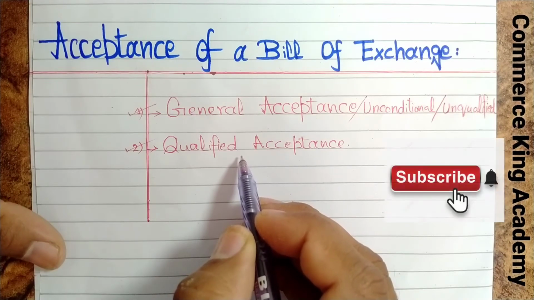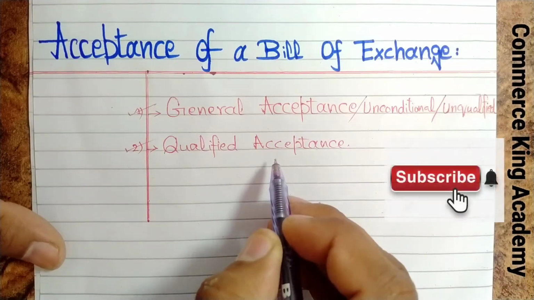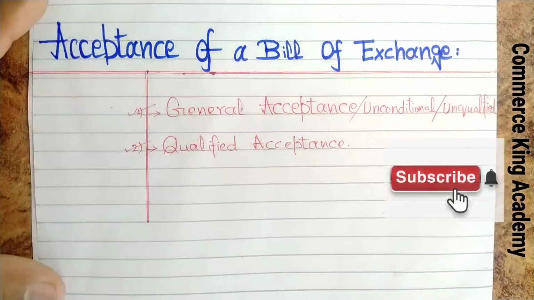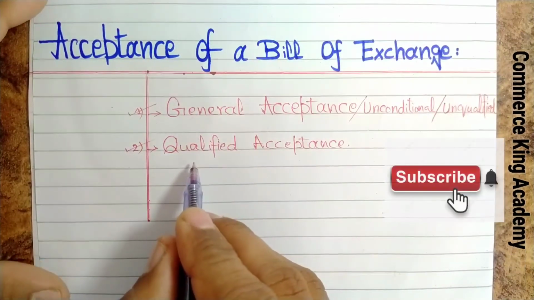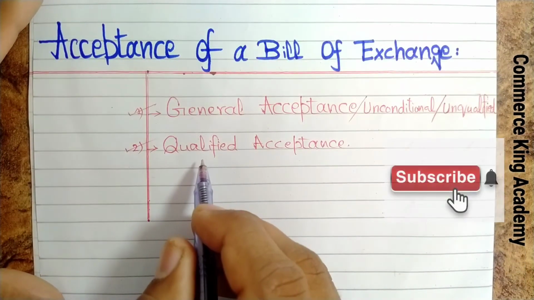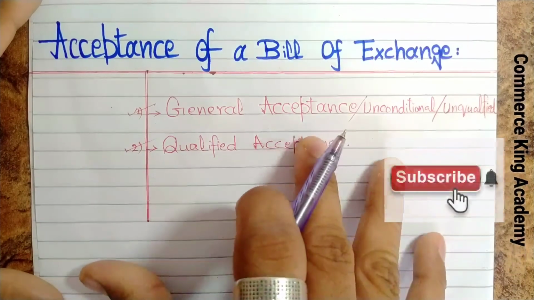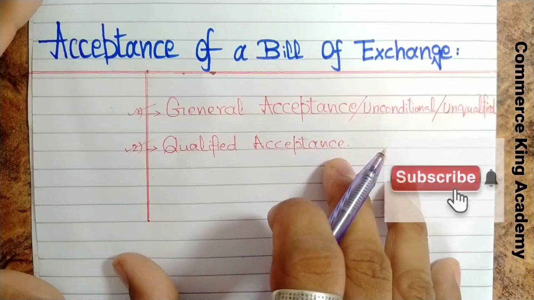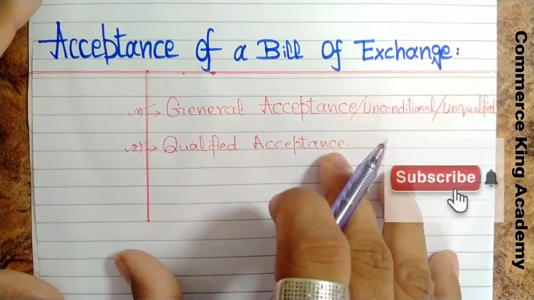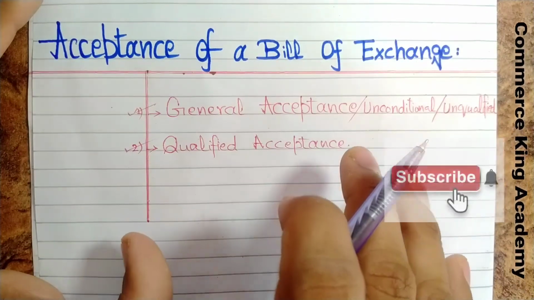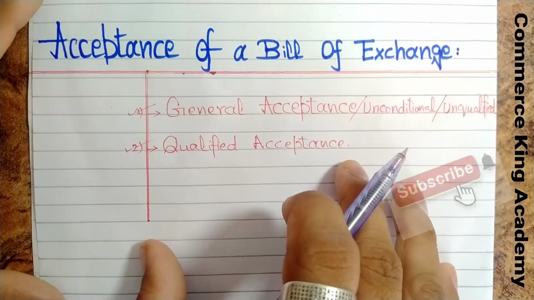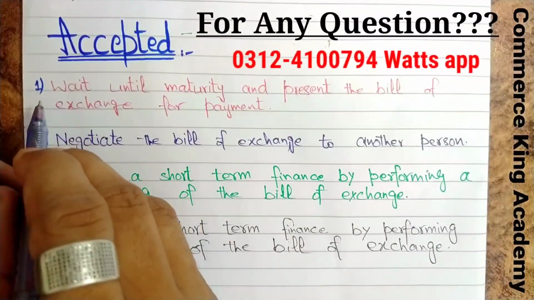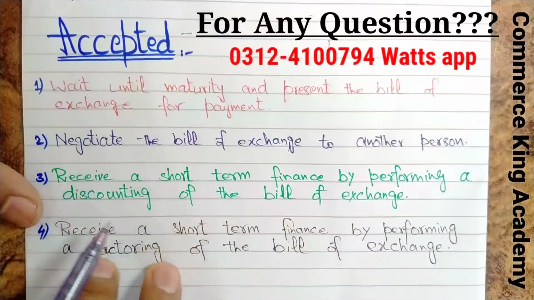You must keep in your mind that the acceptor can put only conditions that are legally allowed. And another thing to keep in mind: once the bill of exchange is accepted, the drawee returns it to the drawer or bearer. And the bearer now has many options to choose from for the bill of exchange. These are the options.